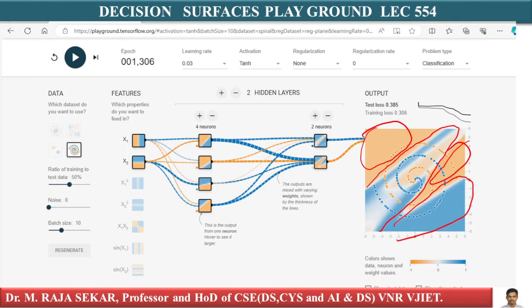It is trying to fit this model with two hidden layers. That's important. It runs 1306 epochs. Of course, the loss is decreasing. The loss is only 0.385, and which loss? The test loss, and there are two losses, isn't it?